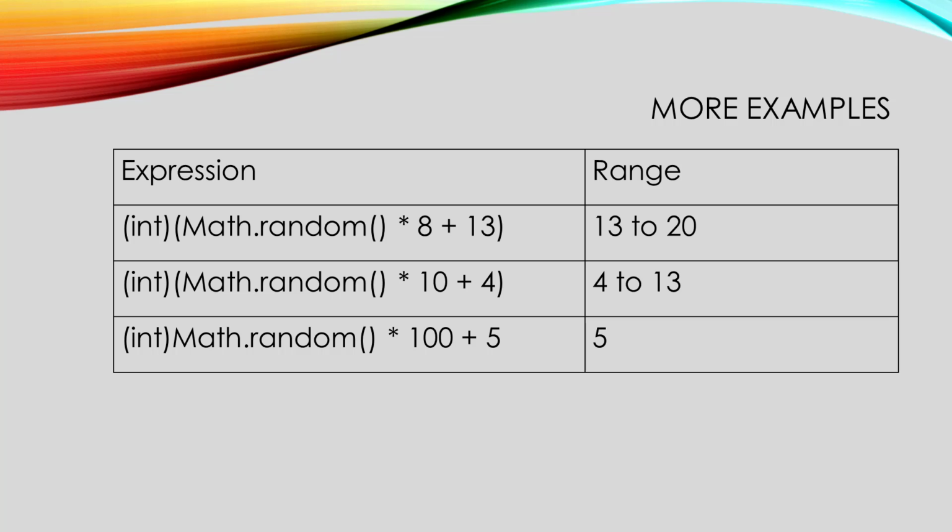Let's look at some more examples to see how this works. In this first example, we're multiplying Math.random by 8 and adding 13. That means we want to generate 8 values starting at 13. So our range will be from 13 to 20. In this second example, we're multiplying by 10 and adding 4. So we want our range to start at 4 and have 10 values. So it will be the values from 4 to 13.